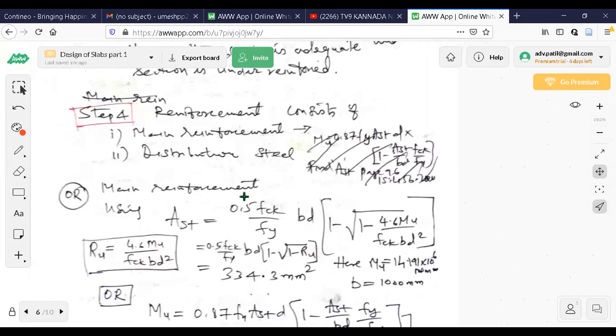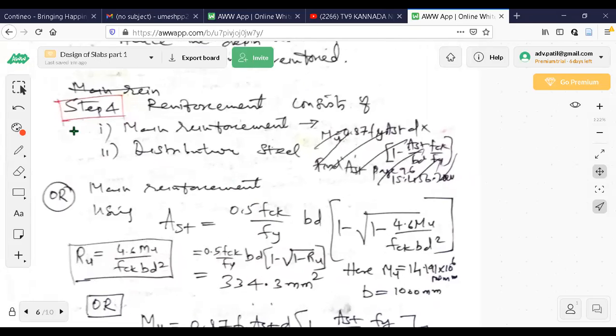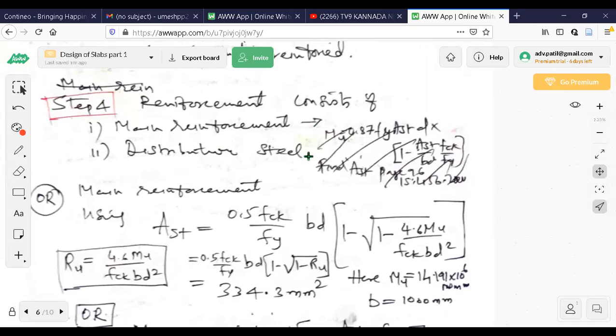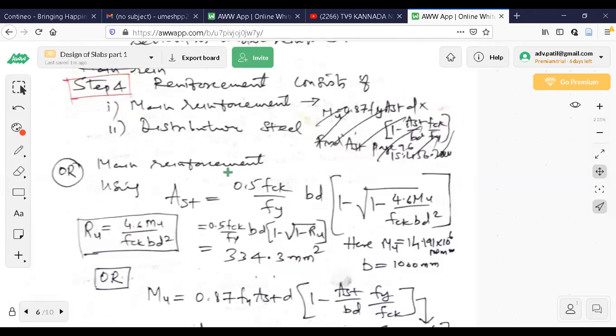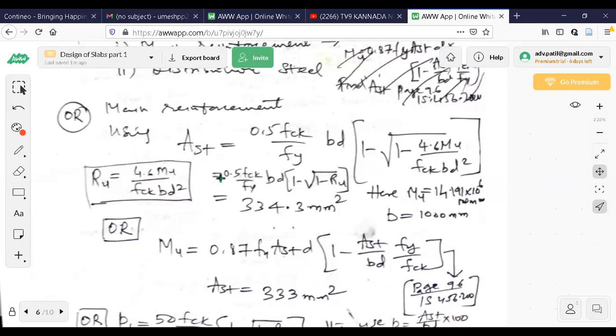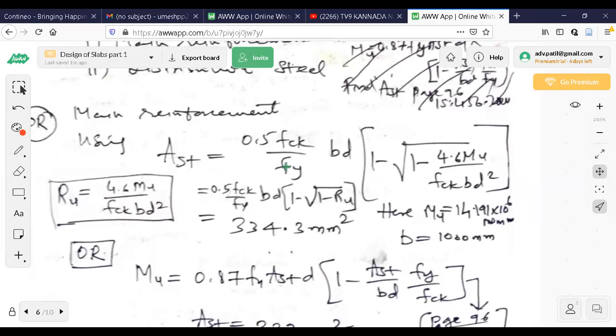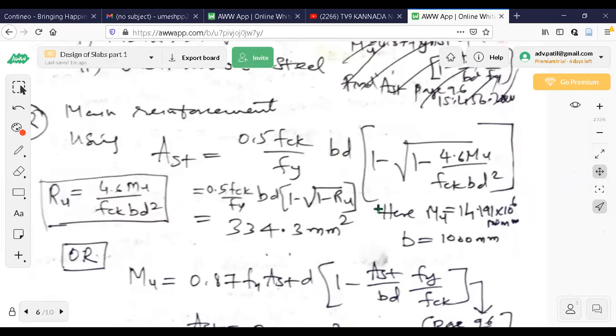Next step is, now what I have done, I have calculated Mu limit, compared with Mu, everything is okay. Now I should start reinforcement. So reinforcement consists of main reinforcement and distribution steel. Means in both the directions I have to provide the steel, but in one direction it is called main steel, in the other direction it is called distribution steel. Again, I'm going to use the same formula here. Ast is equal to 0.5 fck b d by fy into 1 minus all this.